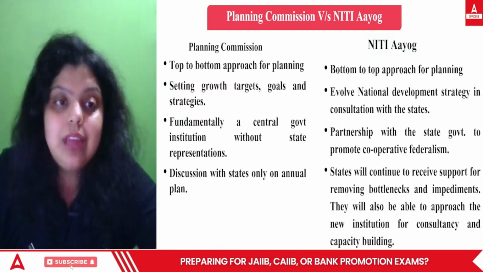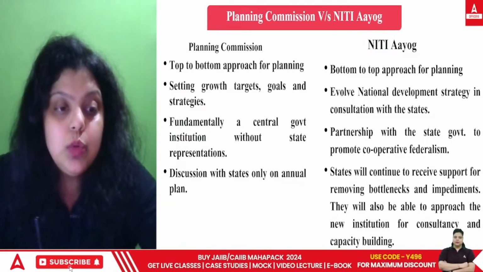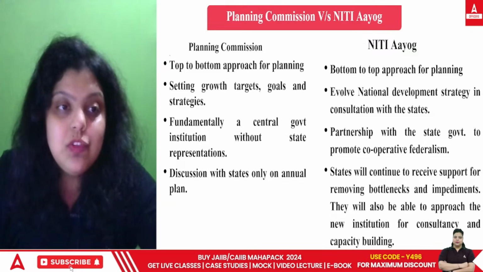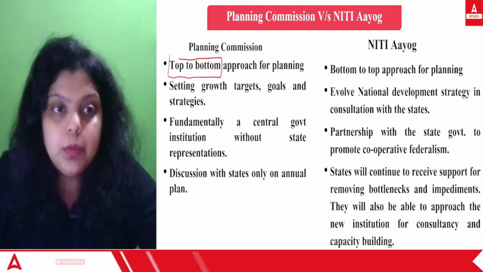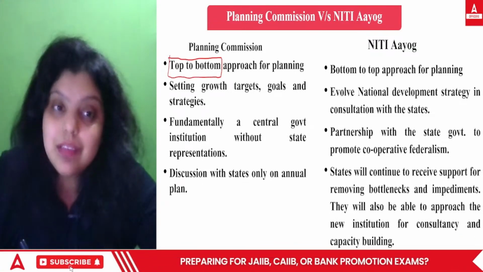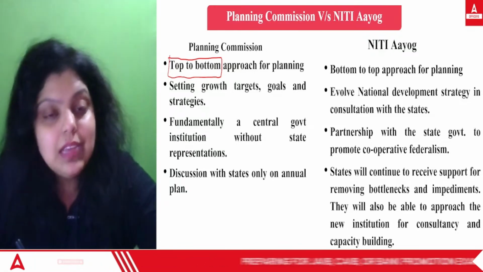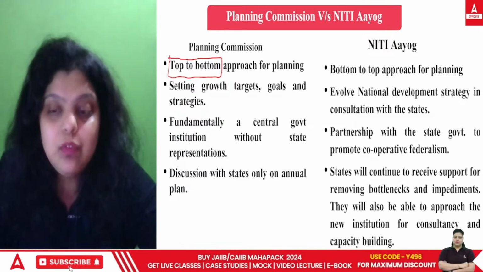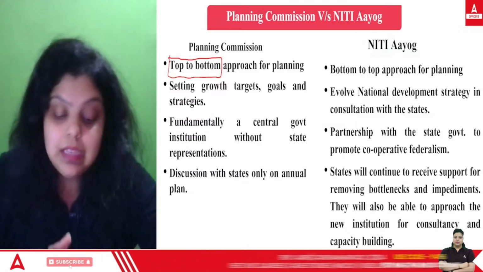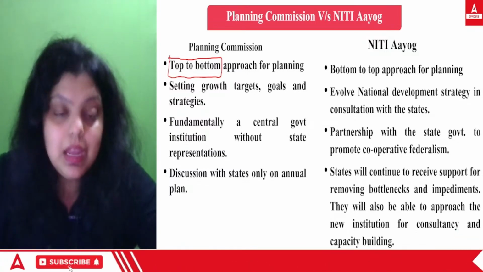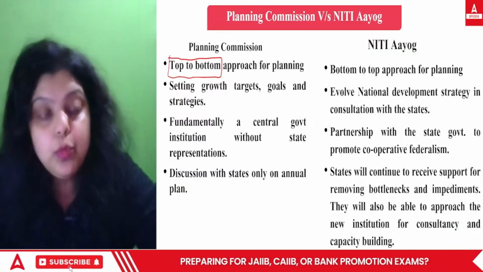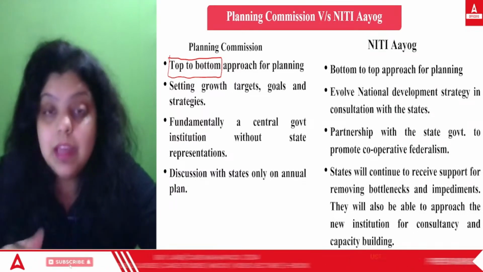The first difference is that the Planning Commission used to make plans through centralized planning, that is, a top to bottom approach. At the central level, the central government used to make the plan, and the state governments and union territories just had to implement those plans. They did not have any say in the planning of the country. So this was a top to bottom model, centralized planning by the Planning Commission.